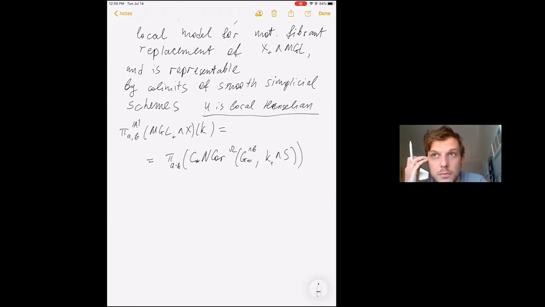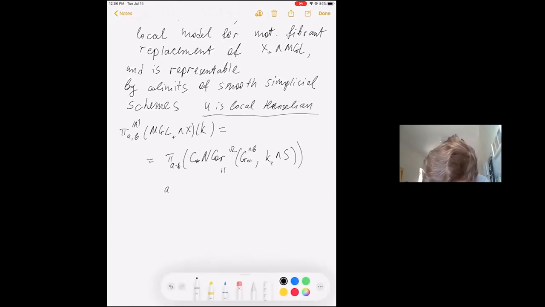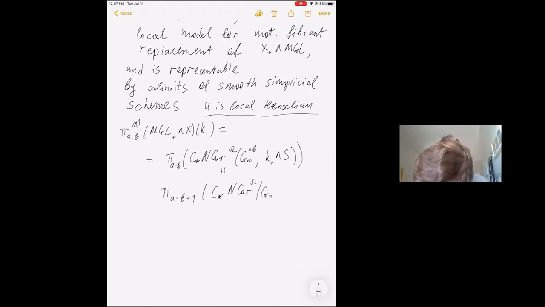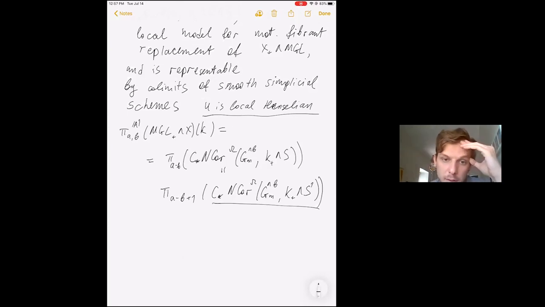As I understood your answer, you take this pi A minus B of this simplicial set, and this is the answer. Yes, this simplicial spectrum, but it's an Omega S1 spectrum starting from the first. So we can rewrite it as pi A minus B plus one of this simplicial set, C star N core omega of G_m smash B, K plus smash S1. Right, so then that's an explicit simplicial set that computes the A1 homotopy of MGL. Thank you. Okay, good.